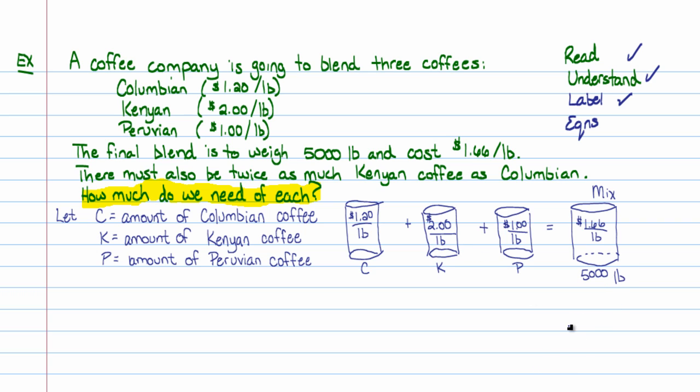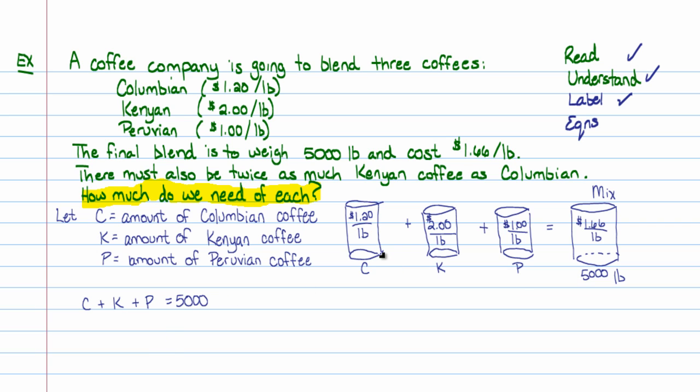All right. If you look at this, there's actually two equations staring at me right now. And I could show you this. Actually, I think I will. There's one equation that just relates how much coffee we have. I know the weight of the Colombian bag plus the weight of the next bag plus the weight of the third bag should equal 5,000 pounds. So I know that C plus K plus P should equal 5,000.